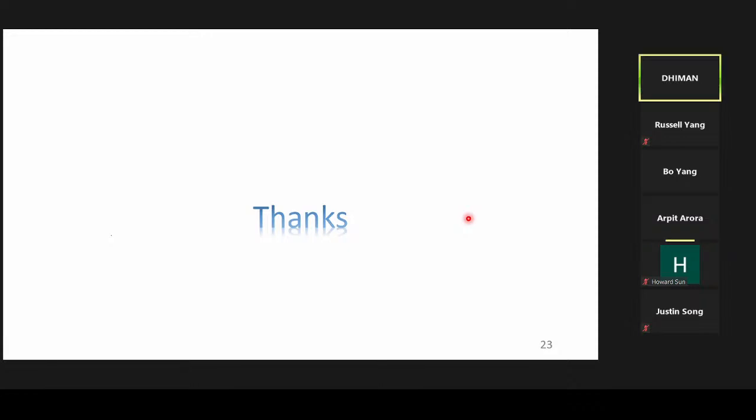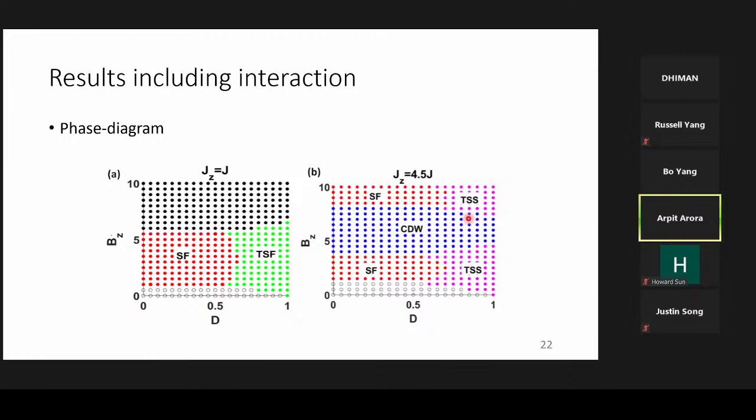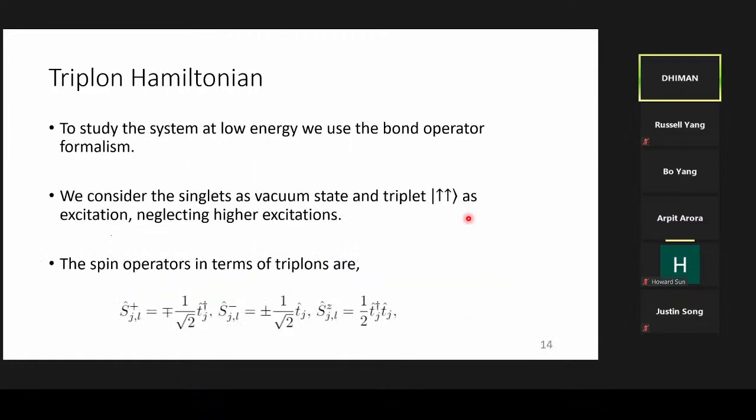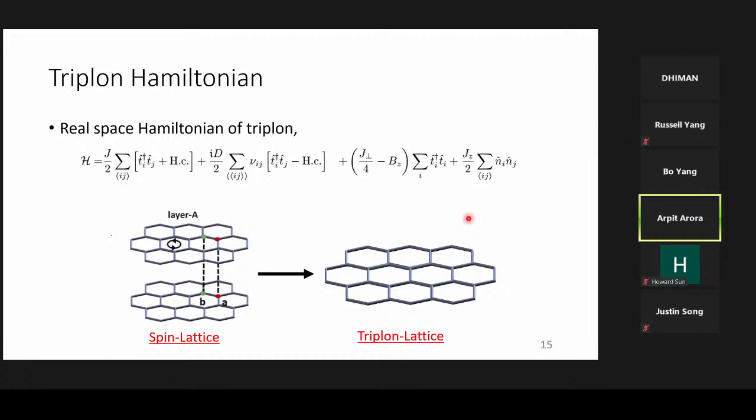So you define an effective single-layered Hamiltonian for your triplons. Yes, correct. So I would like to get some clarification about the definition of twisted superfluid and normal superfluid.